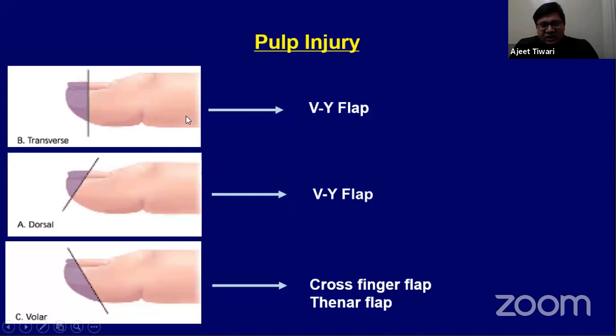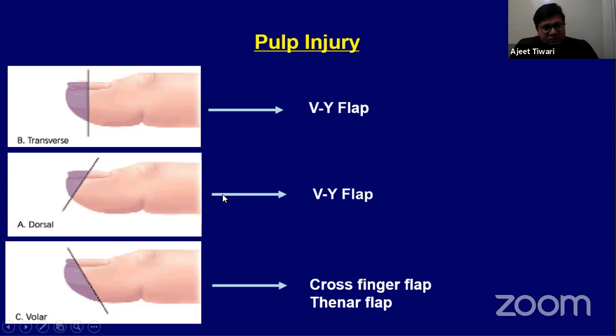So because the patient has a transverse amputation, the VY flap is the easiest flap you can do. Though there are other options, like the oblique triangular flap or the homodigital neurovascular island flap, the simplest and safest flap for a transverse amputation is the VY flap.